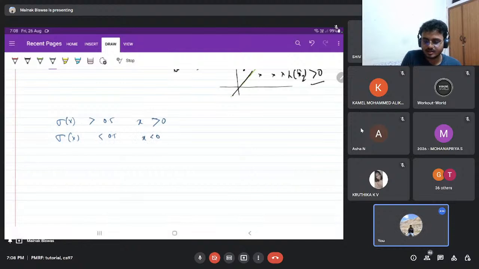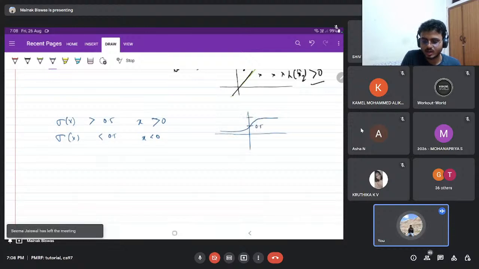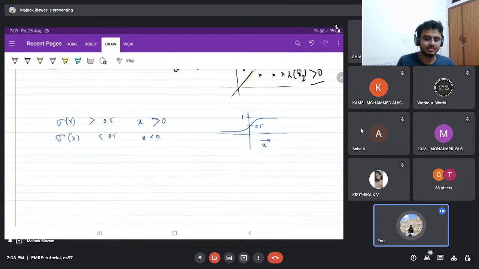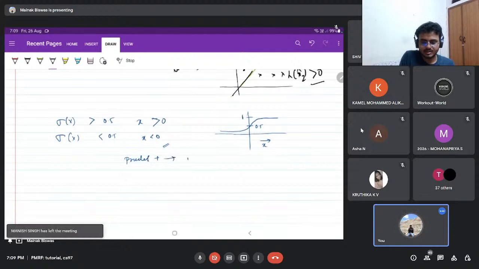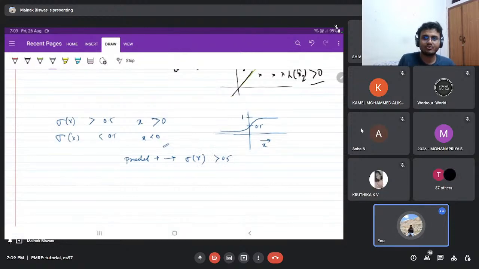You can clearly see, as I explained how the graph is drawn, it's 0.5 here, this is 1. So if any value x is greater than 0, it's more than 0.5, and less than 0, it's less than 0.5. So these are the two things. If we design a classifier such that we predict positive if sigma x is greater than 0.5, that is, more than 50% chance of it being the positive class, then this means that x is greater than 0.